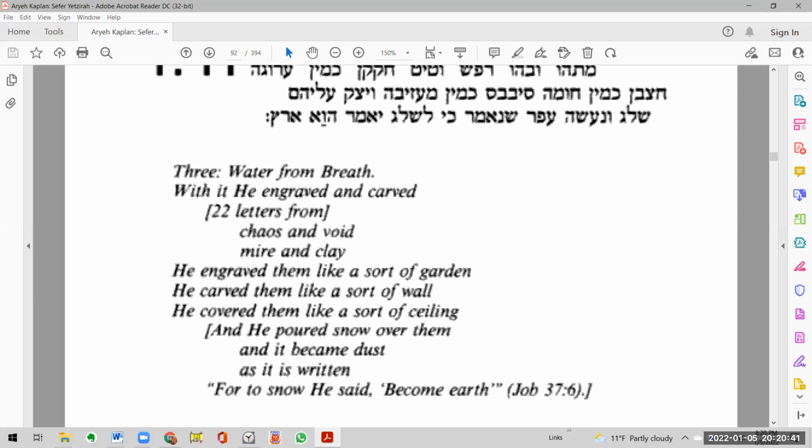So we explained before that Tohu is not a negative concept in this context, but it is called Tohu because it has not yet been fully formed. It's still in a state of, what's the word for it? Latency. Let's put it that way. It's a state of latency.